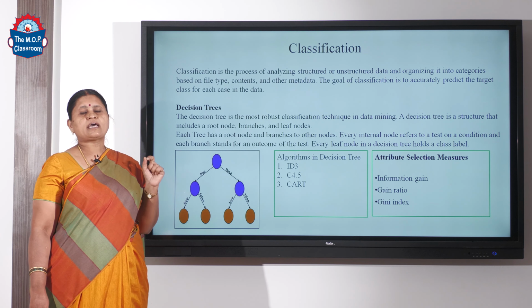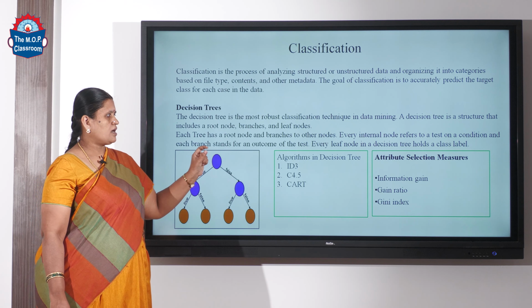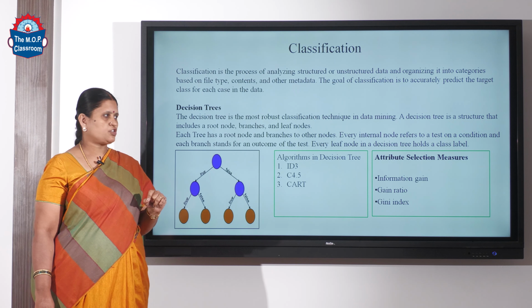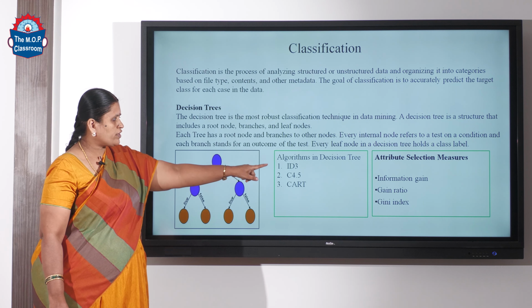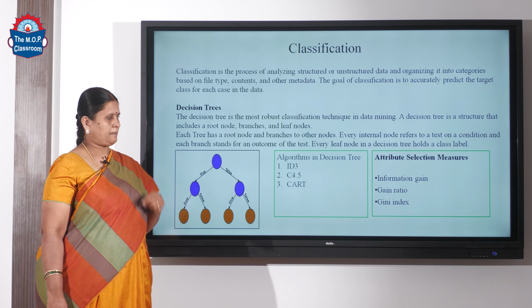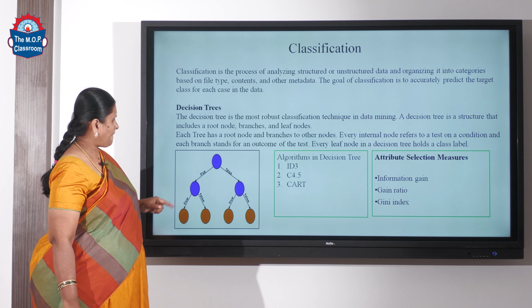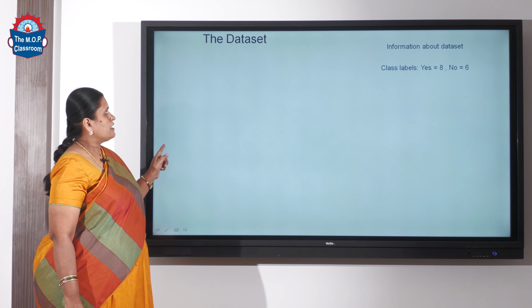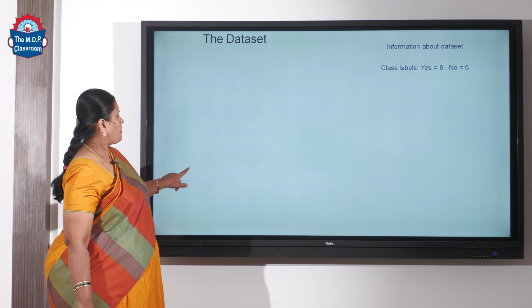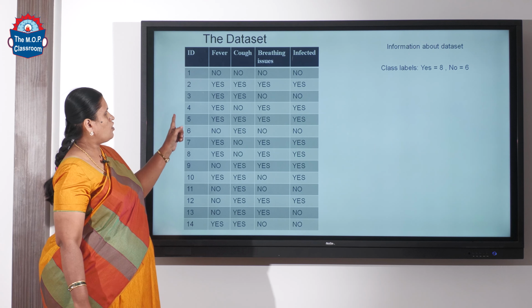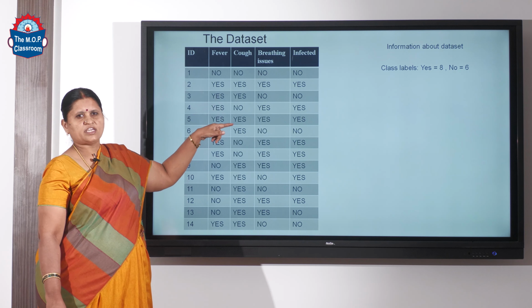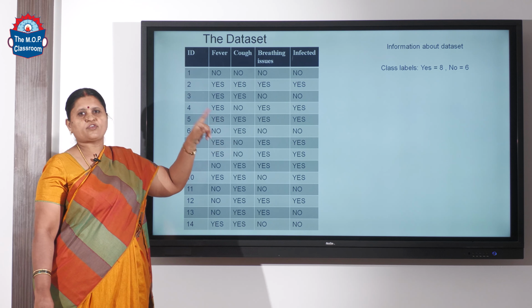So there are various attribute selection measures. They are information gain, gain ratio and Gini index. We are going to see this in detail. So let us take a data set of the COVID data set, whether the patient is tested positive or negative.